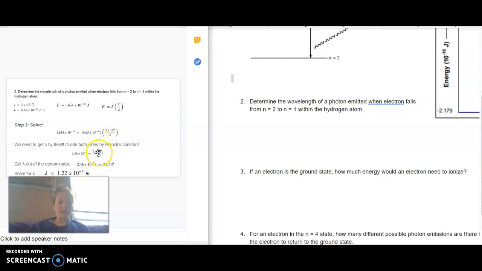So my first step, I divided both sides by Planck's constant. So I divided 1.634 times 10 to the negative 18th divided by 6.63 times 10 to the negative 34th. Again, make sure you're using parentheses. And I get 2.46 times 10 to the 15th equals 3 times 10 to the 8th over the wavelength. I want wavelength out of the denominator, so I multiply both sides by lambda. And then I can divide by 2.46 times 10 to the 15th on both sides to get wavelength by itself. So 1.22 times 10 to the negative 7th meters.